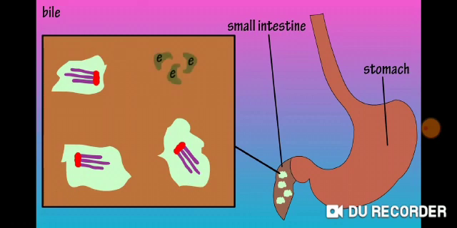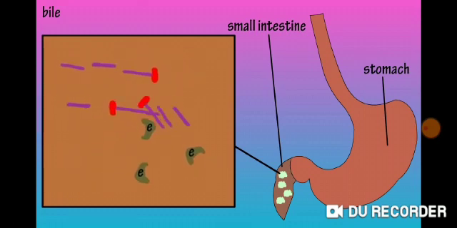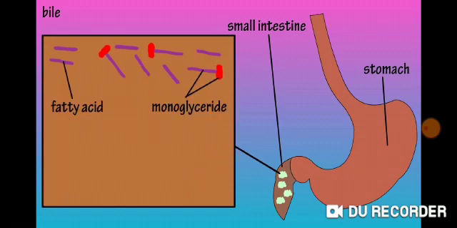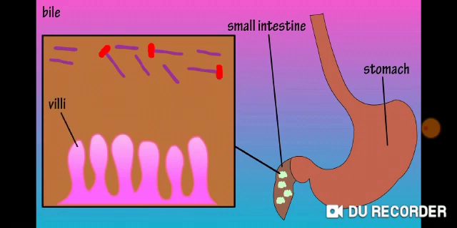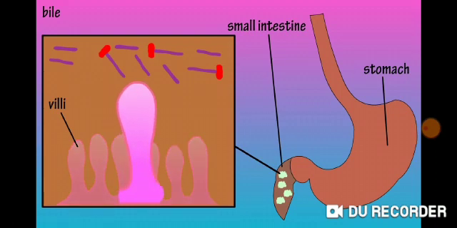Next, the enzyme pancreatic lipase comes in and breaks the fats into free fatty acids and monoglycerides. These fatty acids and monoglycerides are now small enough to pass through the epithelial cell layer that covers the villi. Villi are the tiny finger-like projections that cover the interior of the jejunum and the ileum.